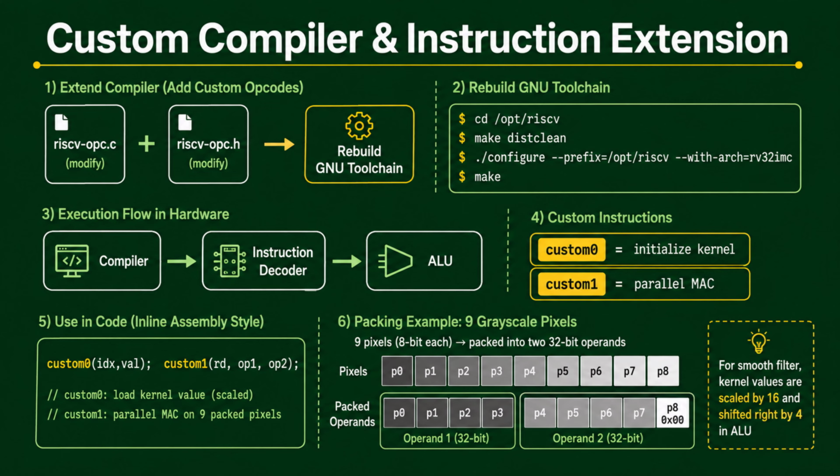There is also an interesting solution for fractional kernels. Ibex in this configuration does not provide floating point support. For the smooth filter, values such as 1/9 are therefore scaled by 16 before being stored. After the MAC operation, the hardware performs an arithmetic right shift by 4 bits, effectively dividing the result by 16. This demonstrates something powerful. We are modifying the compiler, decoder, and ALU together, creating a hardware operation that software can call like a processor instruction.